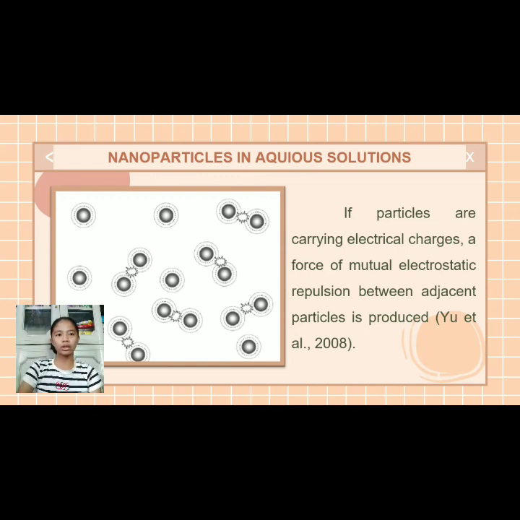A force of mutual electrostatic repulsion between adjacent particles is produced. That is according to Yu et al. 2008. In this figure, double layers of ions can protect colloid particles against rapid aggregation. They can be kinetically stable in an aqueous medium with identical surface charge.